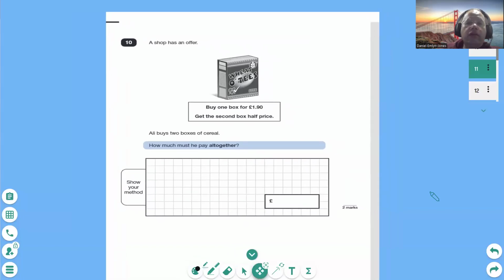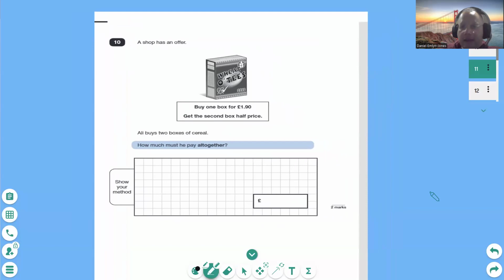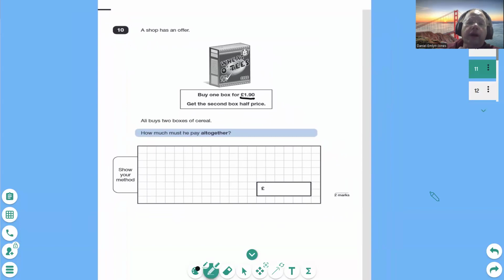Wheato Teas. What an awful name. A shop has an offer. Wheato Teas. Buy 1 box for £1.90. Get the second box half price. So Ali buys 2 boxes of cereal. How much must he pay altogether? Well, I'm going to put these into pence. I prefer pence. That's 190 pence, isn't it? So for the first box, he's going to pay 190 pence, isn't he?